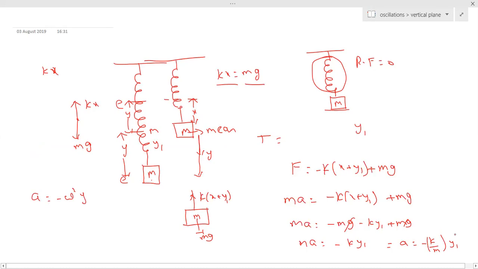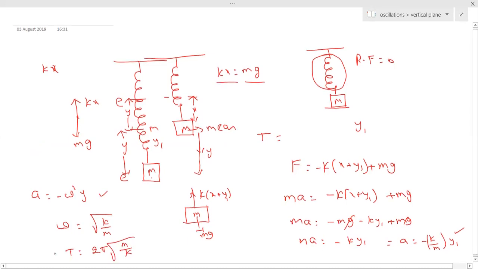Now if you compare this and this, we'll get omega is equal to root over k by m. If you apply omega is equal to 2 pi by T, then we'll get time period T is equal to 2 pi root m by k. Okay. So that's what here you have to remember. Time period T is equal to 2 pi root m by k, which is similar to our previous case.